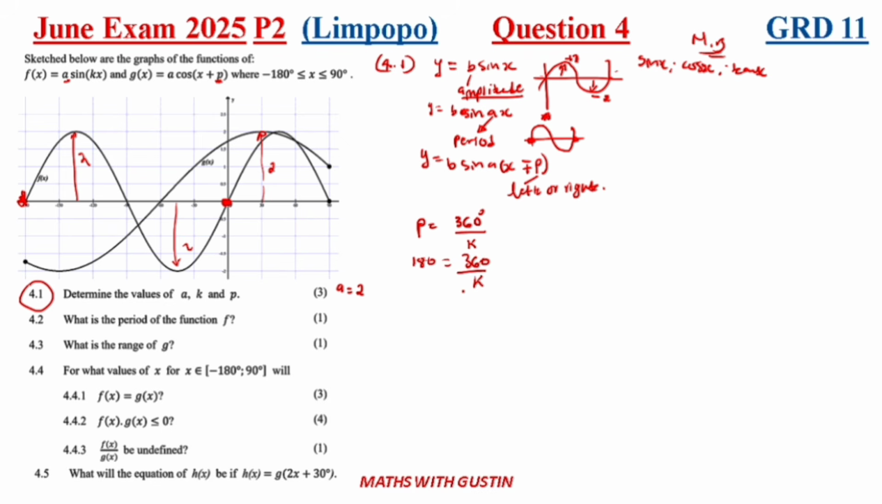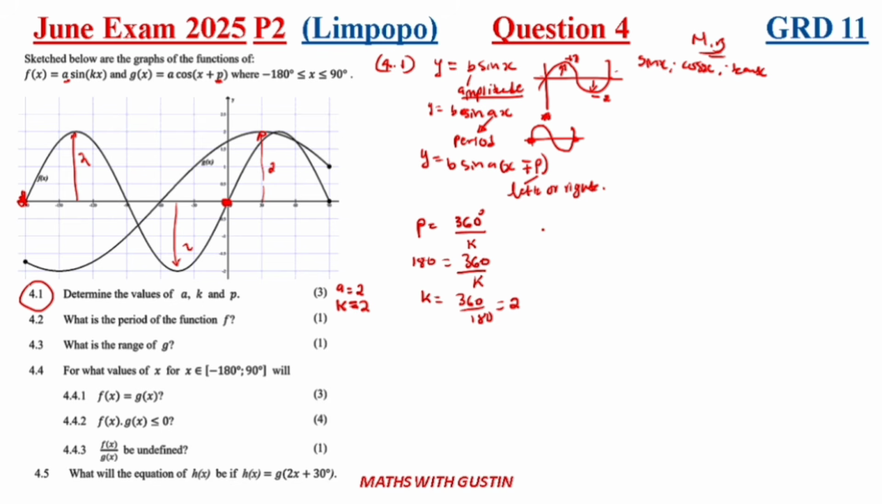So this is what it is. Therefore we can come here and cross multiply, guys. k would therefore be equal to 360 divided by 180, which gives us 2. Okay, so k will be 2 here, right? Hope you guys are following. If you're not following, please let me know in the comment section below. So now here we need to find p.